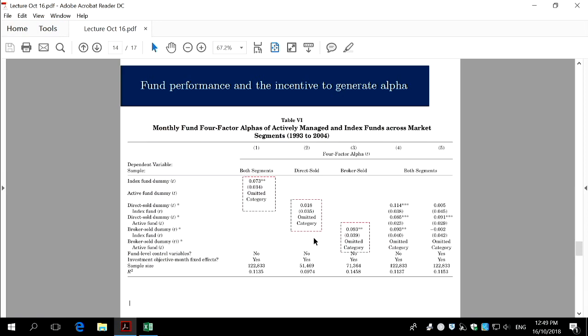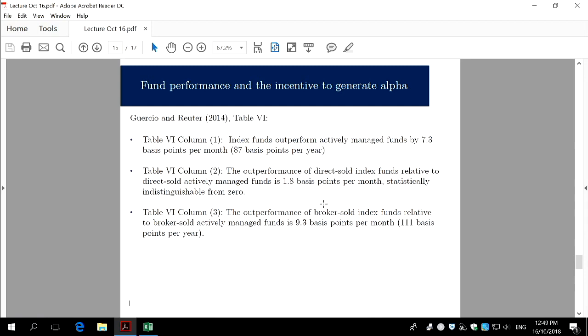So the story is, in aggregate, active funds do a bad job, but that's mostly because of this broker sold segment, where the difference is huge. If it is the direct sold segment, then there is no big difference between index fund and active fund. So that's an interesting story.